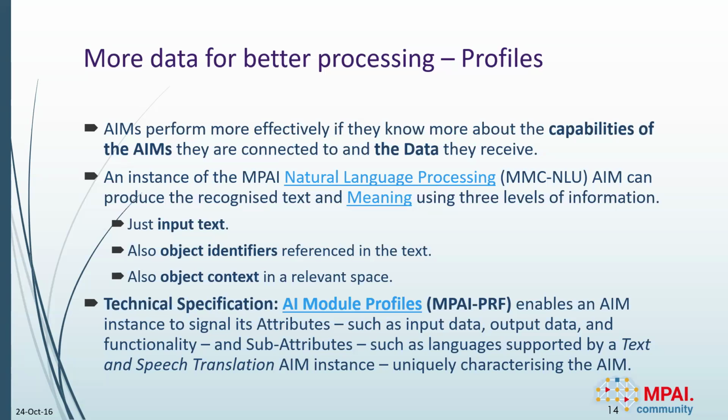And this is done by profiles because these are features, characteristics, performance of an AIM. If the AIM just receives text and provides text and meaning, that's a simple one. But if it is also able to understand and make use of the object identifiers, it's more complicated, probably more performant, and therefore you can sell it at a higher price. Same if it also is able to handle the context, the spatial context where the object is located.